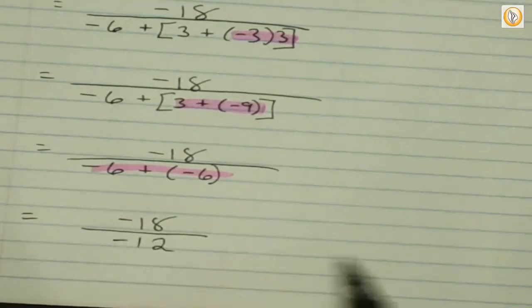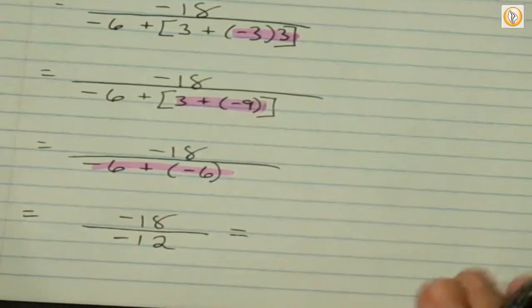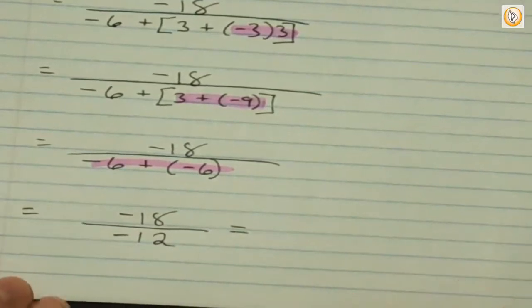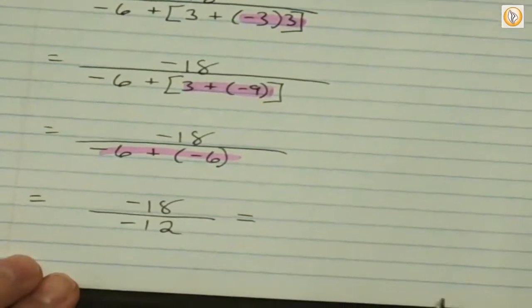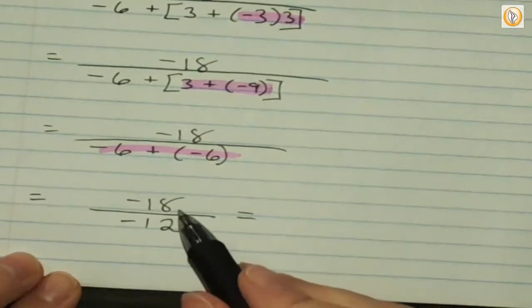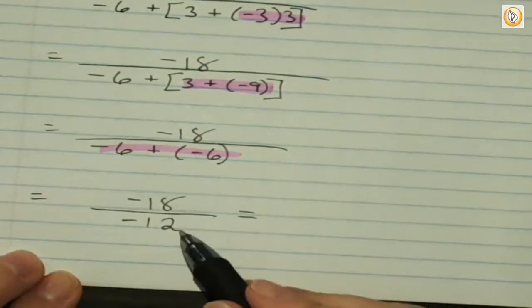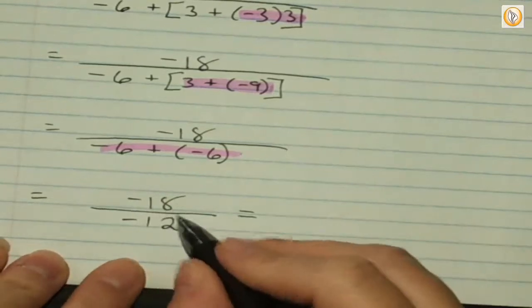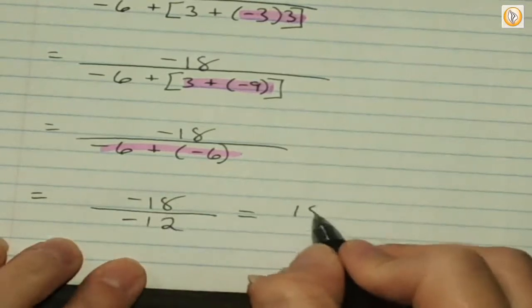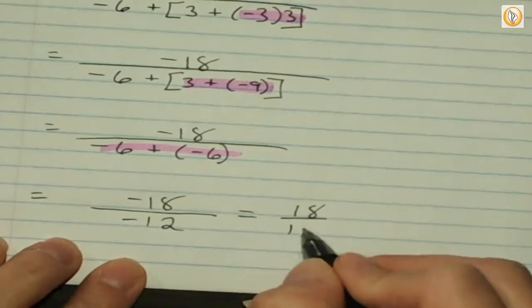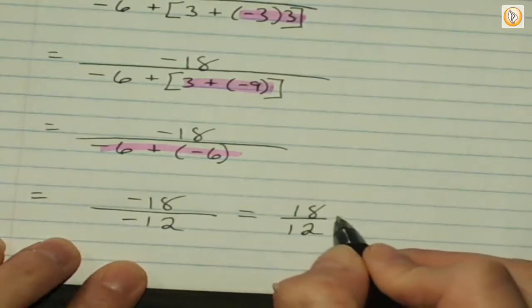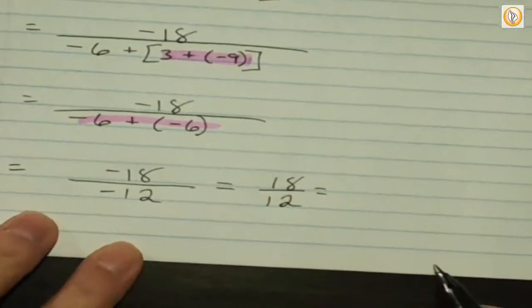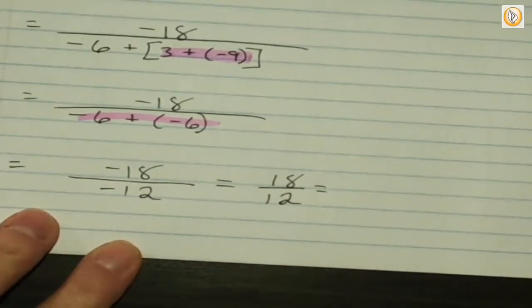Mr. Rogers? Now, excuse me. Hold on. Okay, Cecilia. Do you remember from last year? Negative over negative becomes positive. So then negative 18 divided by negative 12 is definitely going to be positive 18 over positive 12. Now reduce it. Simplify it.